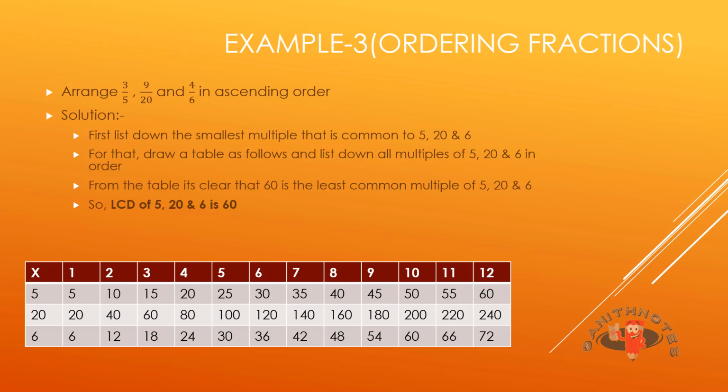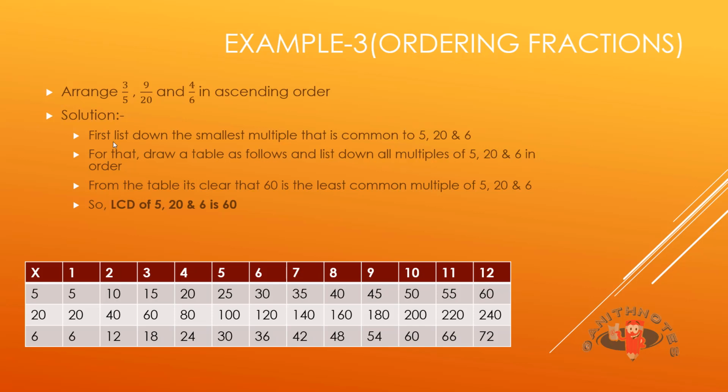Next, let's go through an example of ordering of fractions. So the question is, you are given 3 fractions, 3 by 5, 9 by 20 and 4 by 6, all of which have different denominators, and you are asked to put them in ascending order. So in this case also, you have to find out the LCD or least common denominator.